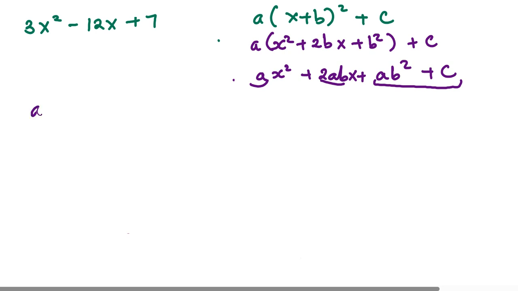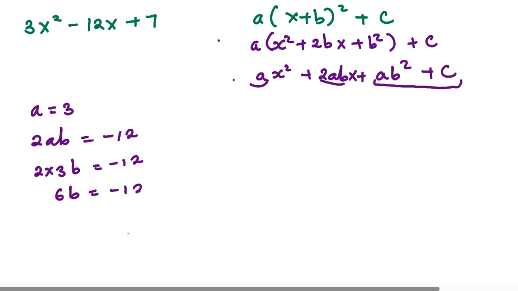You can see clearly that a is 3. You can see clearly that 2ab, the coefficient of x in the expanded form, is equal to negative 12. So I already know what my a is, so I will have 2 times 3b equaling negative 12. So I'll have 6b equaling negative 12, and I will end up having my b, which is simply negative 2. So now if you've gotten your a and you've gotten your b, you can easily get your c.